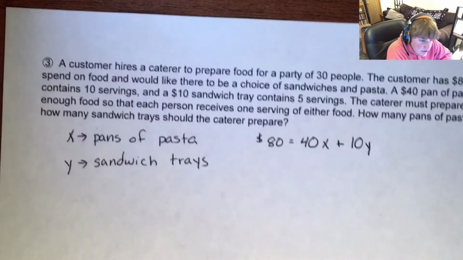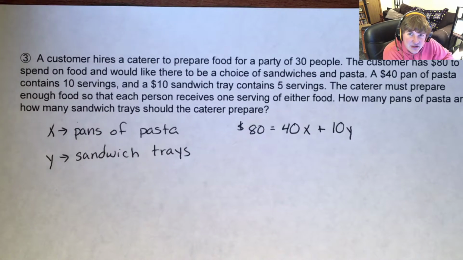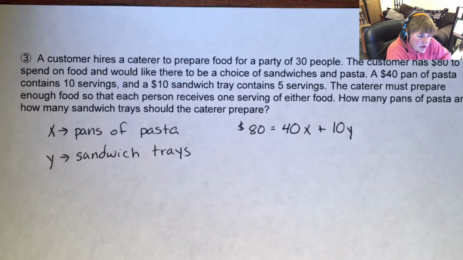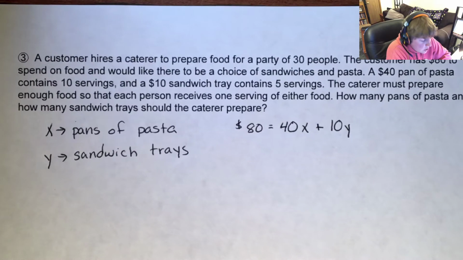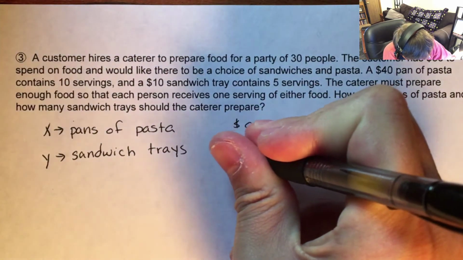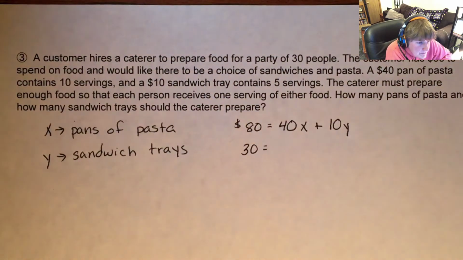Okay, that's really our first one. Often money, I think, tends to be one that's pretty easy. So let's think about the other one. The other one is going to be talking about people, and people will also represent servings. So altogether we have 30 people. That means I need at least 30 servings here.